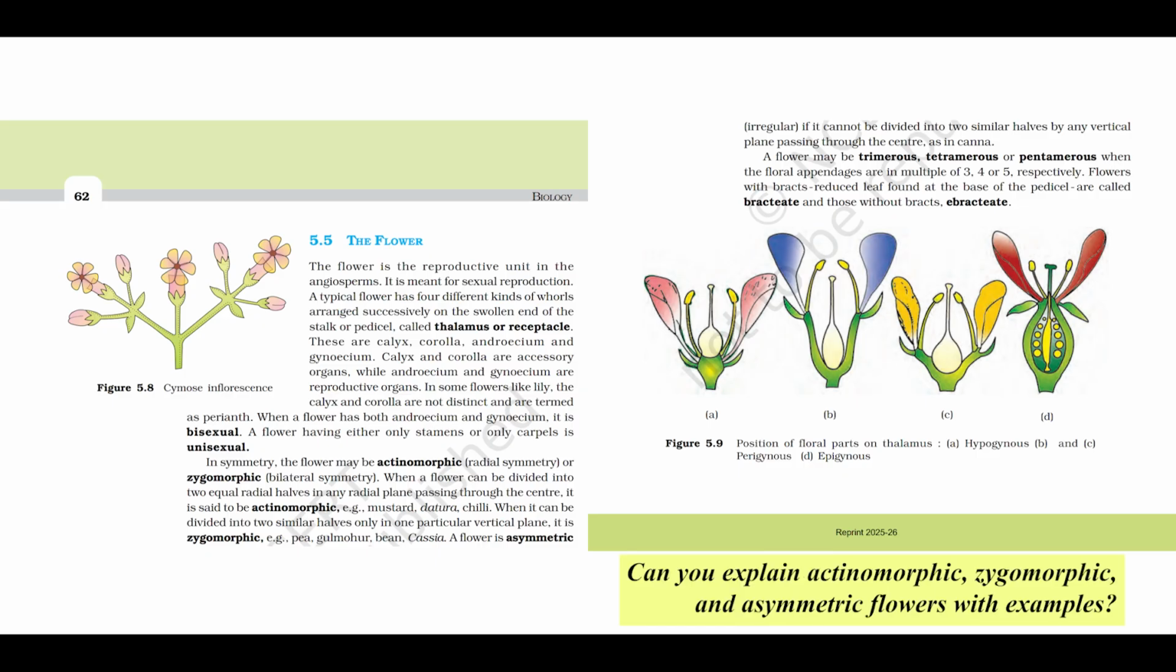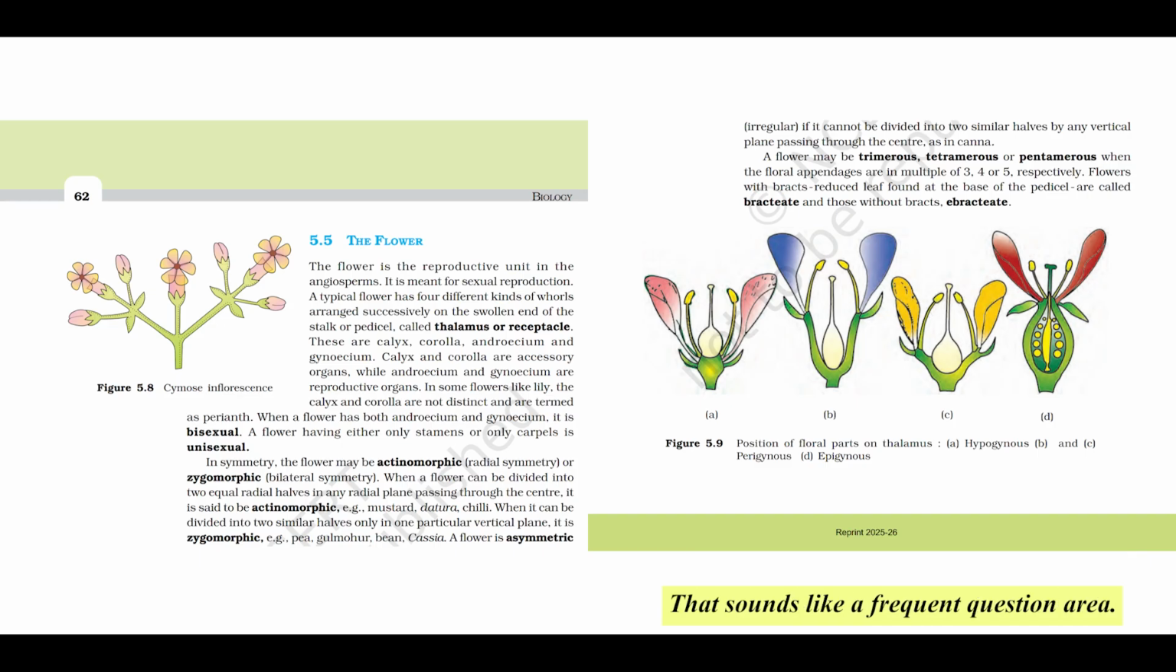Can you explain actinomorphic, zygomorphic, and asymmetric flowers with examples? That sounds like a frequent question area. It certainly is. Floral symmetry defines how a flower can be divided into equal halves, which is vital for classification and often indicates how it interacts with its specific pollinators. Let's break them down. First, actinomorphic.